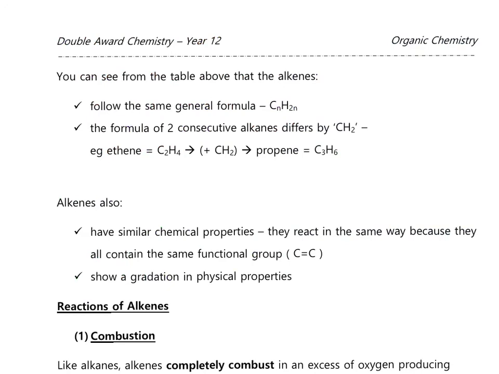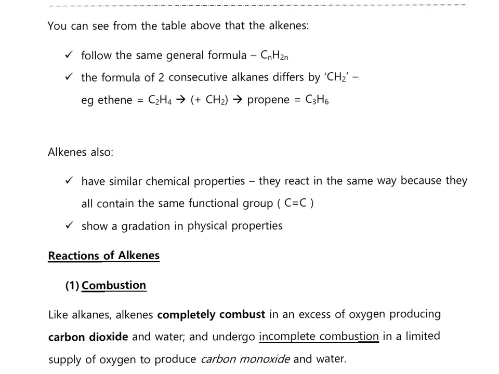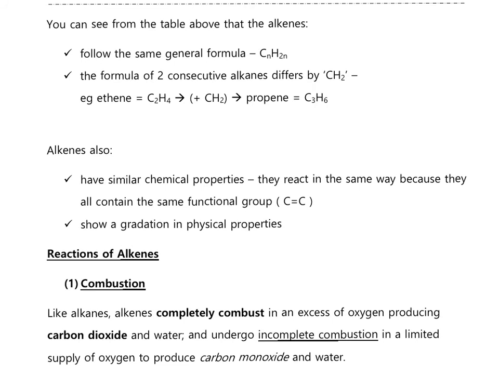The top of page 5 just goes over that as well. You can see from the table that they follow the same general formula. The formula of 2 consecutive alkenes differs by a CH2 group. And alkenes will also have similar chemical properties, and that's because they have the same functional group. If you remember, I talked about the functional group being where the chemistry happens, where the reactions will happen. So that's why they have similar chemical properties. They'll react in the same way because they have the same functional group.